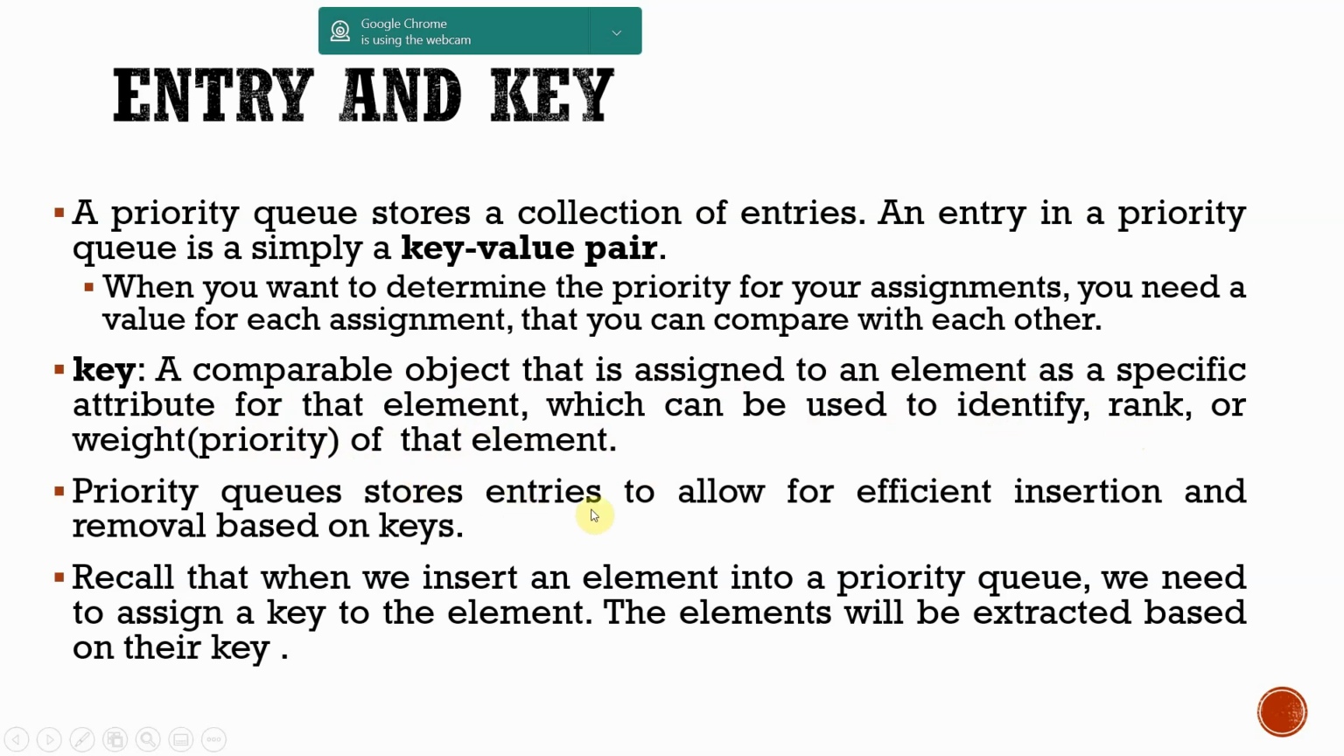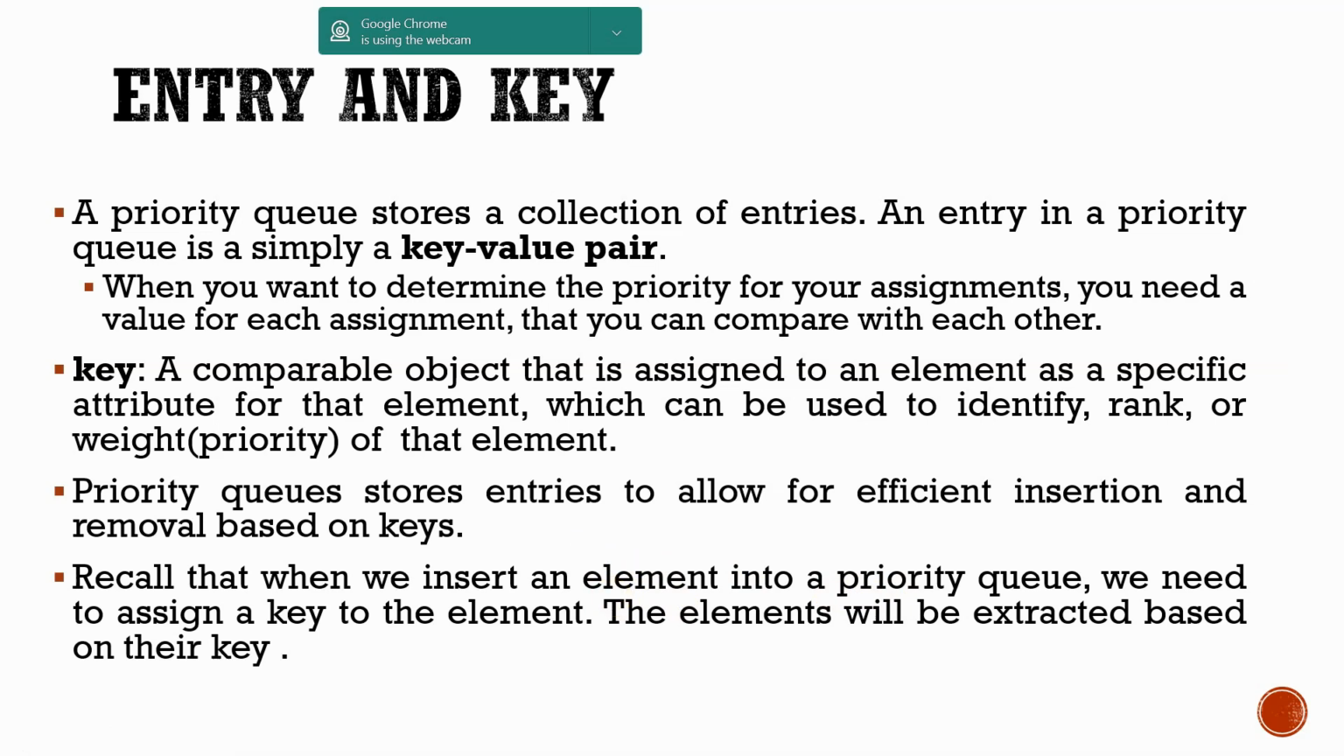Priority queues store entries to allow for efficient insertion and removal based on keys, right? So the keys are used to provide a very efficient removal method. Recall that when we insert an element into a priority queue, we need to assign a key to that element. This is something we have to know for priority queues: every time we want to enqueue something into the priority queue, we have to assign a key to every element, right?